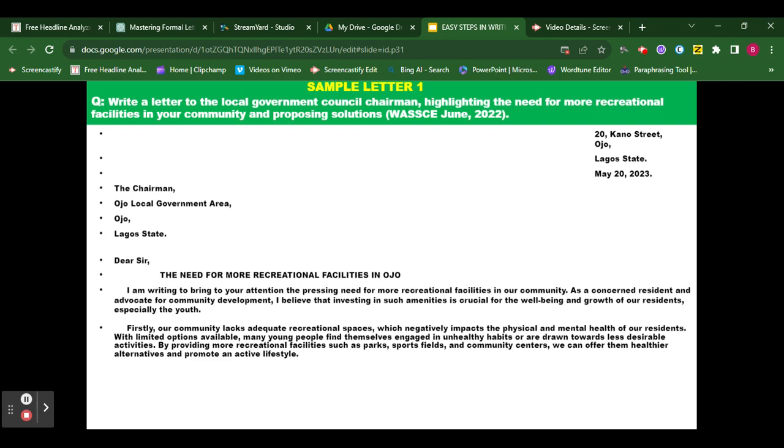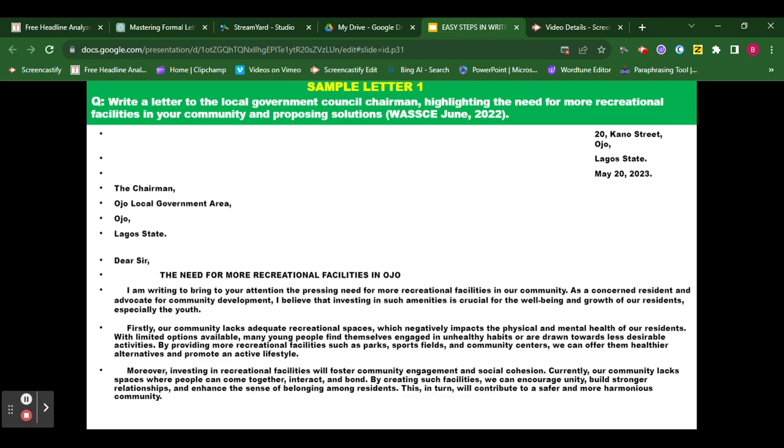Firstly, our community lacks adequate recreational spaces, which negatively impacts the physical and mental health of our residents. With limited options available, many young people find themselves engaged in unhealthy habits or are drawn towards less desirable activities. By providing more recreational facilities such as parks, sports fields, and community centers, we can offer them healthier alternatives and promote an active lifestyle.